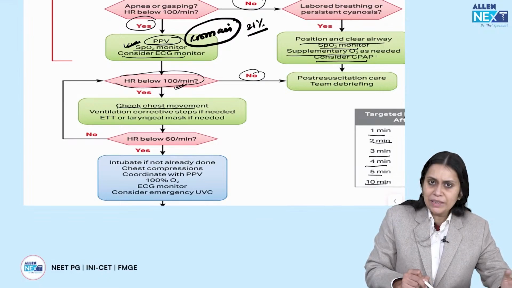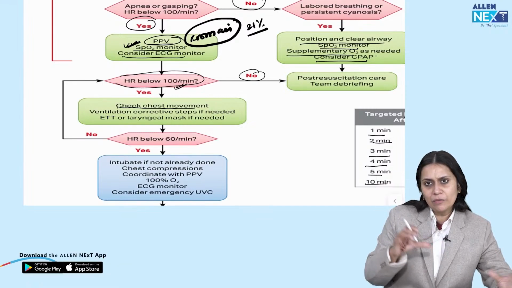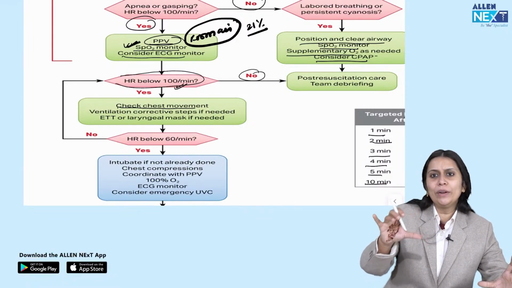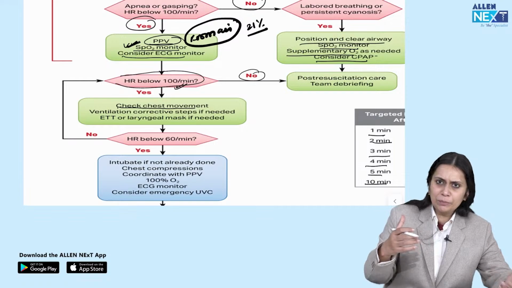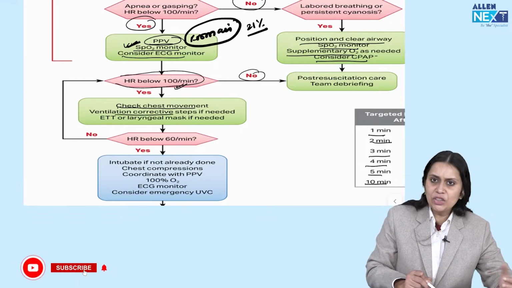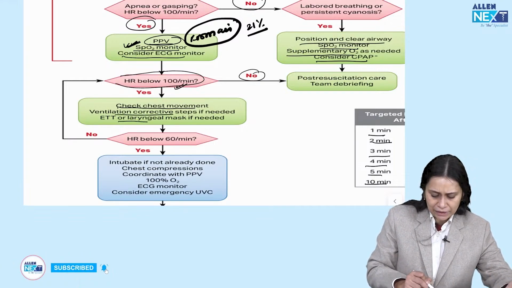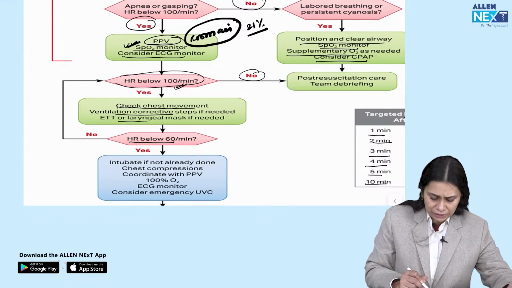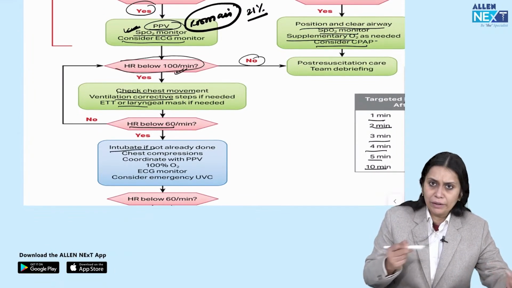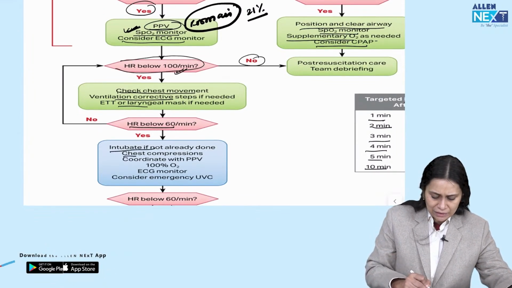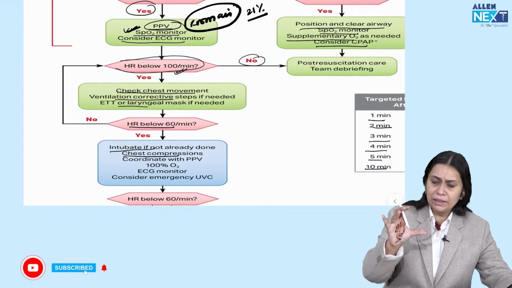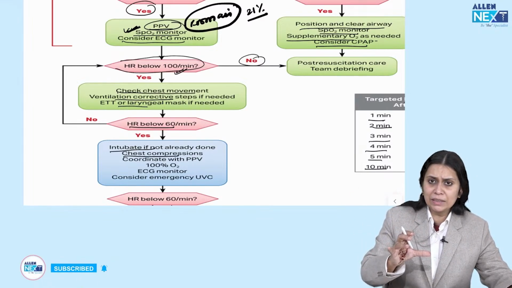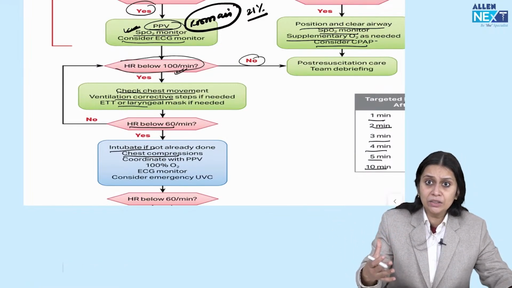We check the chest movement, whether the air is going into the chest when we ventilate. If it is not, we reposition everything, do ventilation corrective measures and ventilate again. If required, we can intubate at this point. If the heart rate is still below 100, or below 60, we intubate if we have not already, and we consider chest compression. So first we ventilate. If ventilation does not improve the saturation and the heart rate, then only we add chest compression.